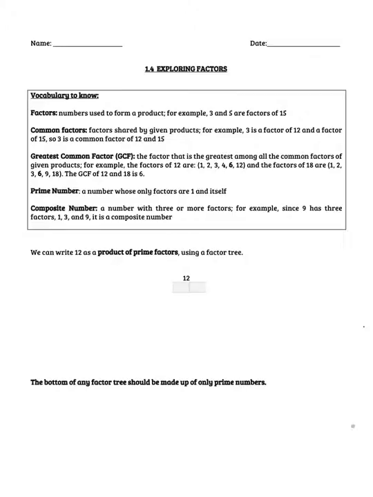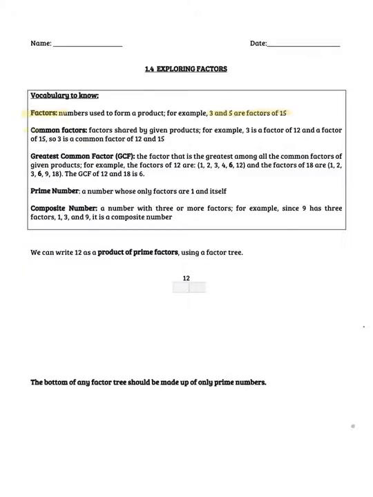So let's get started first off with the vocabulary. Vocabulary to know for this lesson, some of it is review from a previous lesson. So let's go with factors first. Factors are numbers used to form a product. For example, 3 and 5 are factors of 15. So we know that 3 times 5 will get you 15.